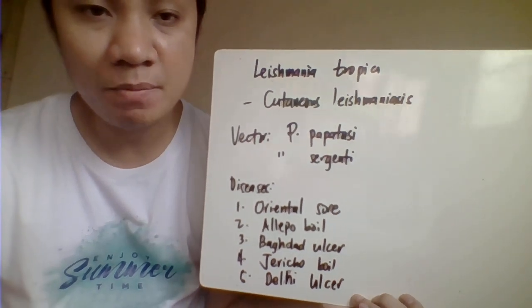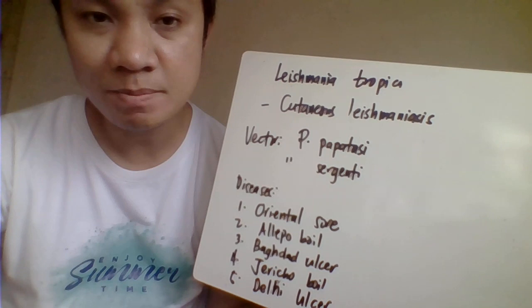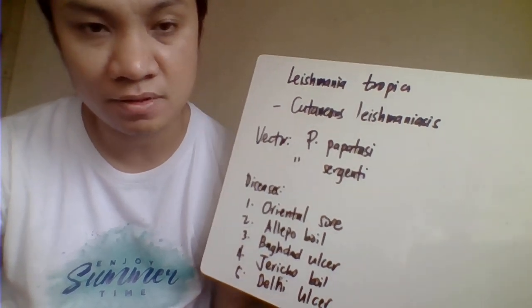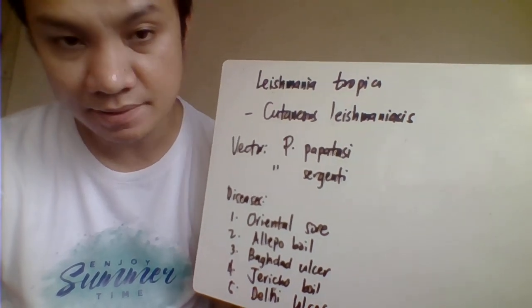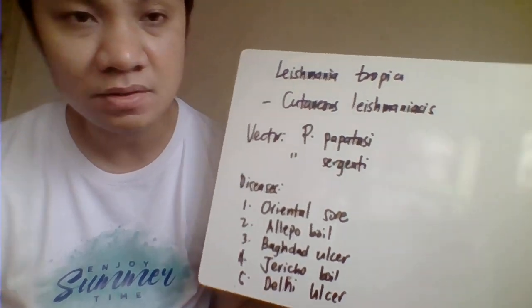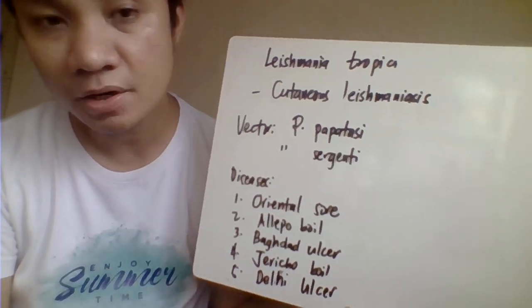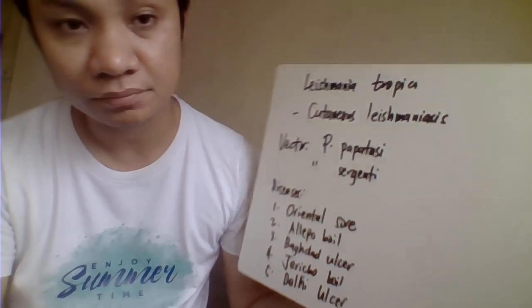Lastly, for the Leishmania, we have the Leishmania tropica. This is your cutaneous leishmaniasis. This is transmitted by the bite of your Phlebotomus sergenti, and we have your Phlebotomus papatasi. For the diseases, try to consider oriental sore. We have also Aleppo boil, jericho ulcer, Baghdad ulcer, and Delhi ulcer.